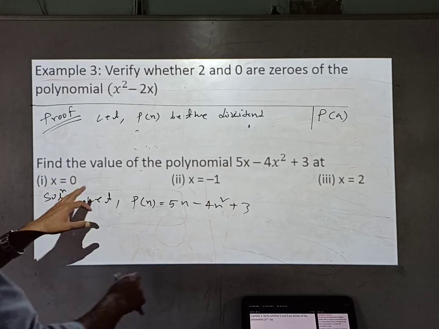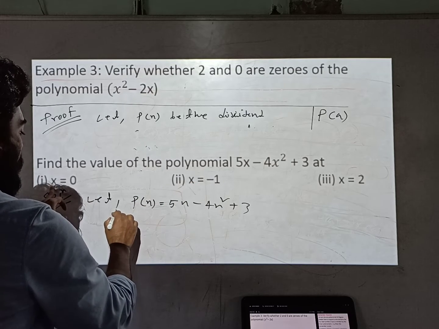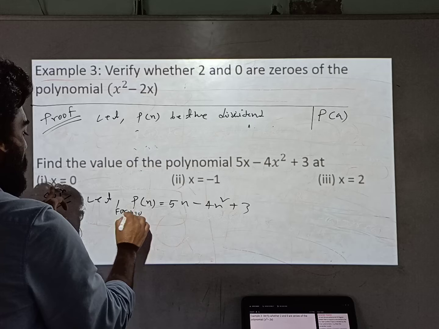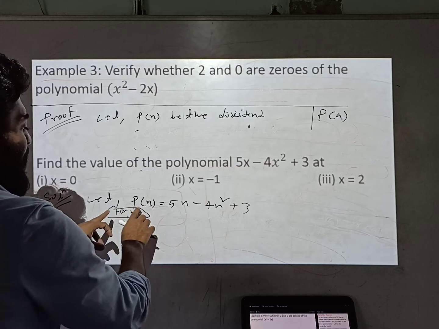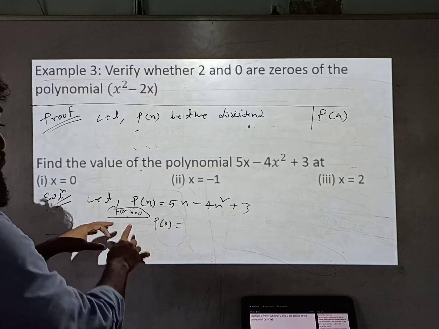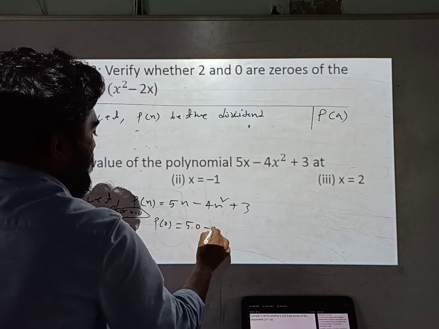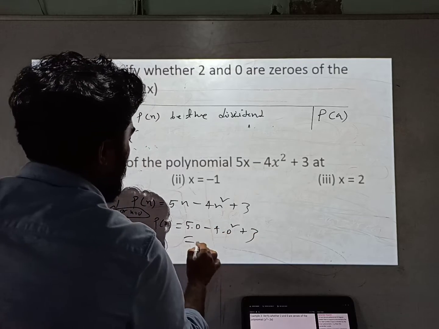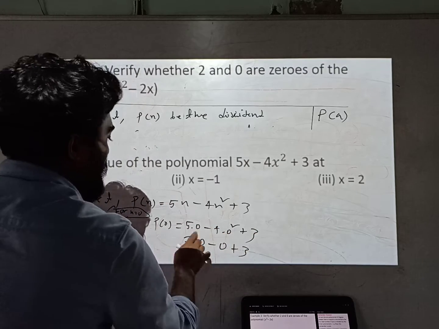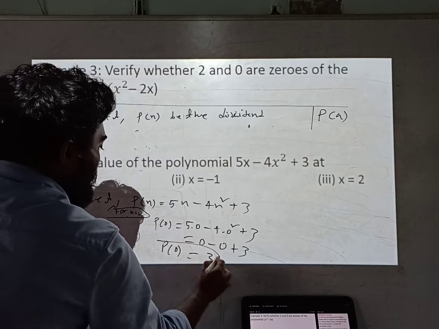Now I need to find the value of the polynomial at x equals to 0. So simple, for x equals to 0 यहाँ पे put कर देंगे. In place of 0 everywhere I will put, for x equals to 0 I need the value, so in place of x everywhere I will put 0. So 5 into 0 minus 4 into 0 square plus 3, that is 0 minus 0 plus 3. Yes or not? 0 into 0, 0 minus 0 plus 3, that is 3. So the value of p(0) is 3.